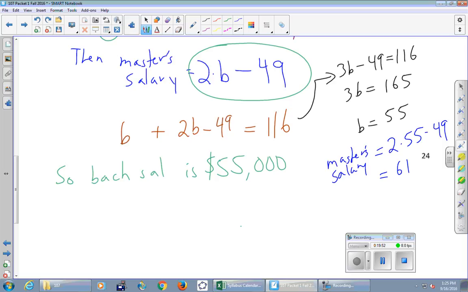So the bachelor's salary is $55,000 and the master's salary is $61,000.